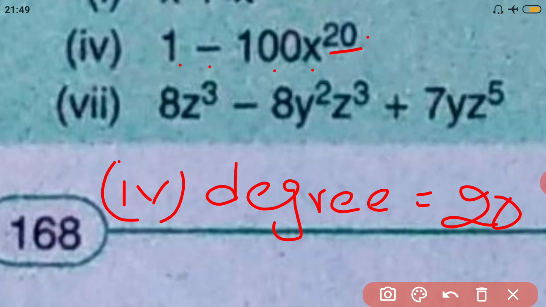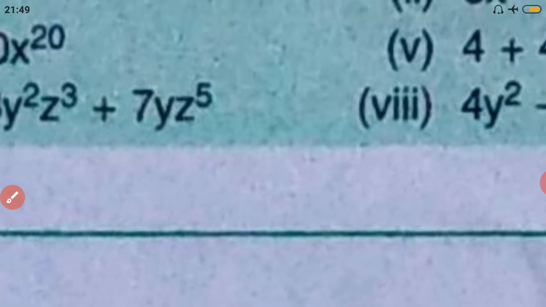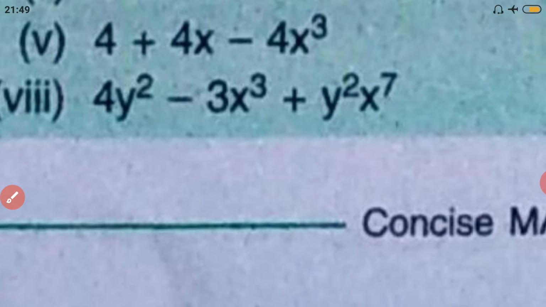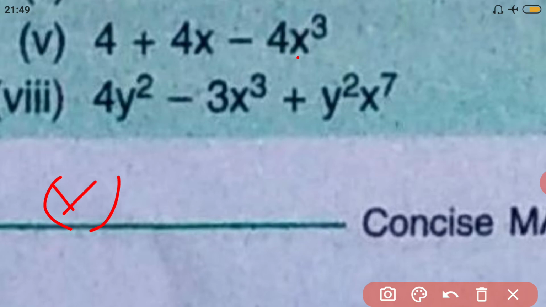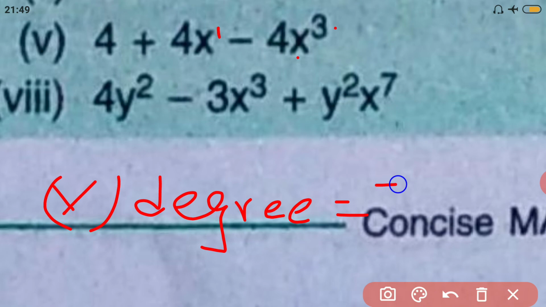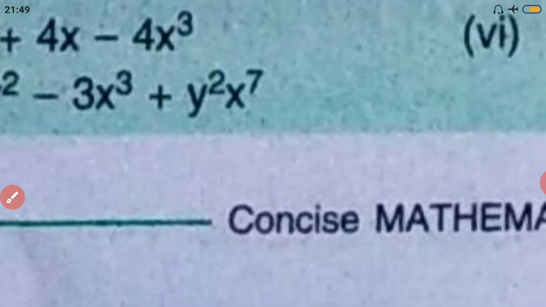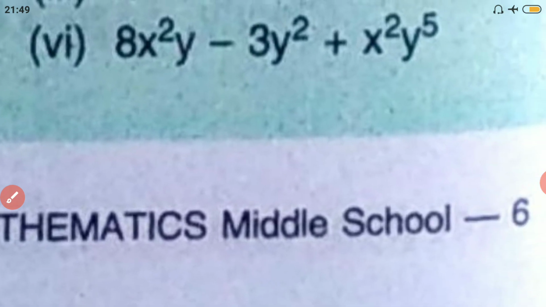Now let us go to question number 5. In question number 5, here you can see the highest power of x is 3. Obviously, directly here there is 1, here there is no x, so it should be 0. So maximum is 3 here. So degree equals how much? 3. Degree equals 3. I hope you understood till here, right? Then we can go to the next number, which is question number 6.